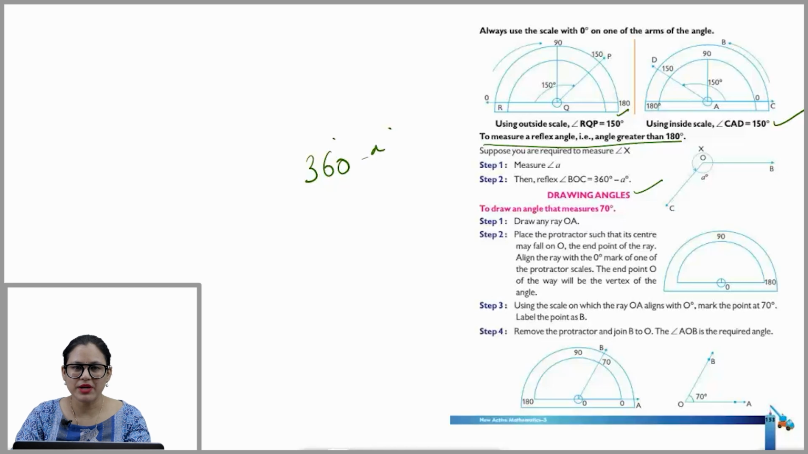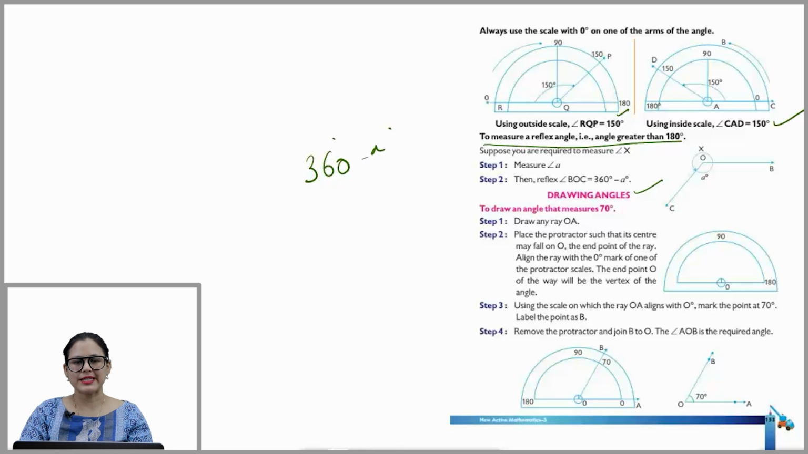To draw an angle that measures 70 degrees. Step 1, draw any ray OA. Place the protractor such that its center falls on O, the end point of the ray. Align the ray with the 0 degree mark of one of the protractor scales. The end point O of the ray will be the vertex of the angle.